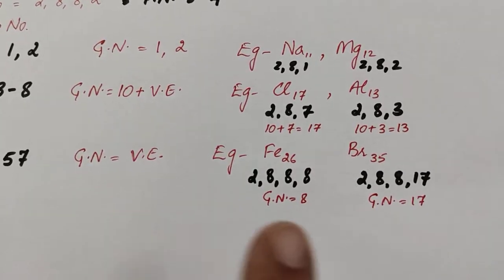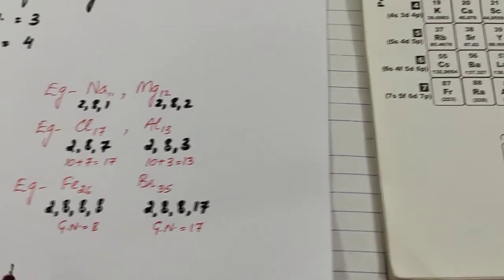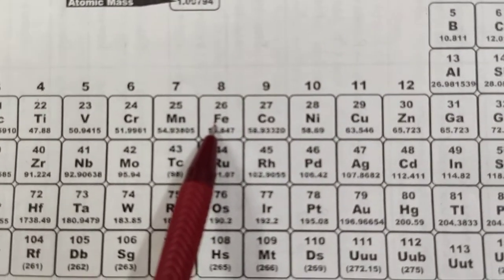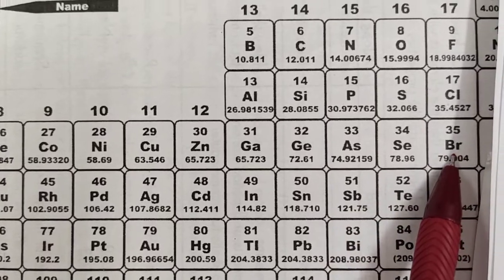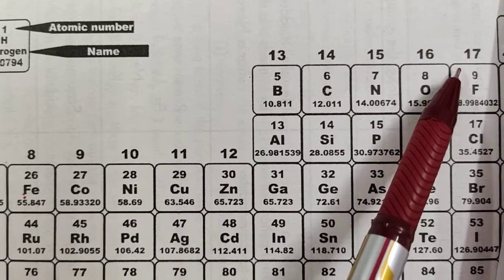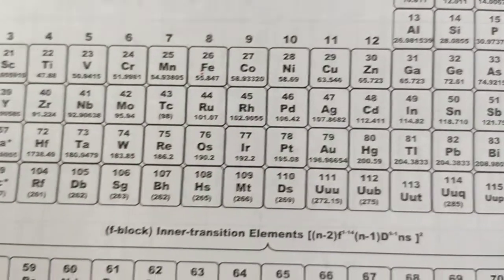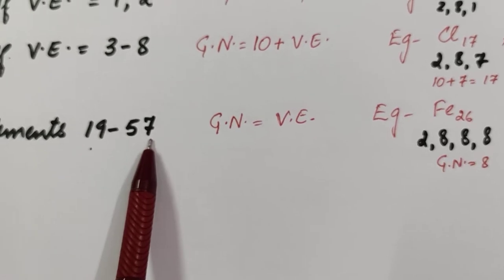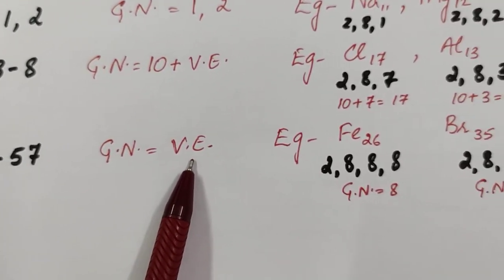So let's check out the results in the periodic table. For iron, it's falling in group number 8, and bromine is falling in group number 17. Right? So always remember, for elements from 19 to 57, the group number will always be equal to its valence electron.